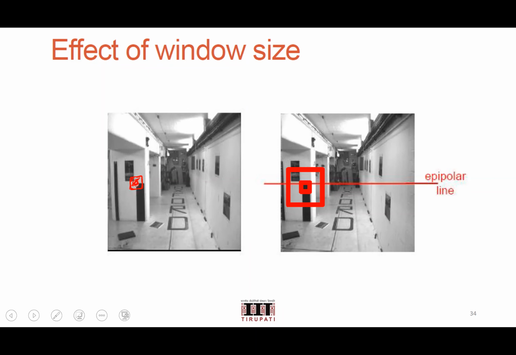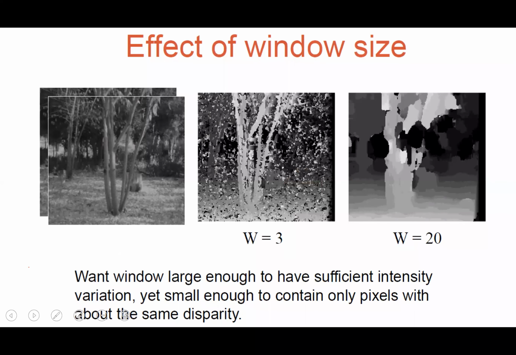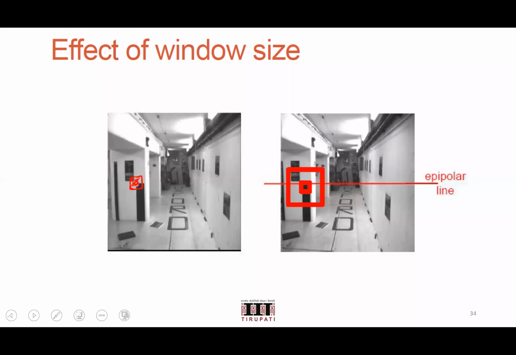So window size plays a very crucial role here, selecting the right window size. If it is too small, what would be the problem? You would lose the neighborhood information. You could end up with the wrong thing. If you take too small a patch, it might even get mapped to any of these points as well.